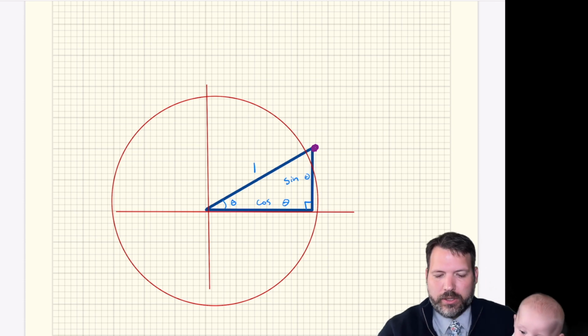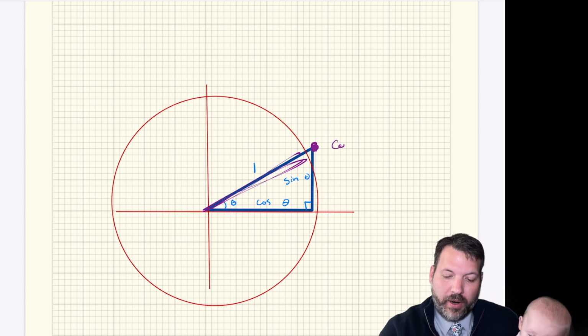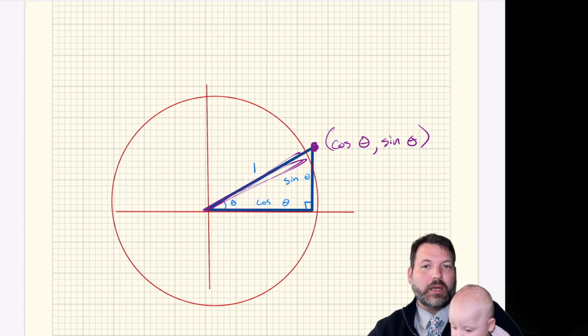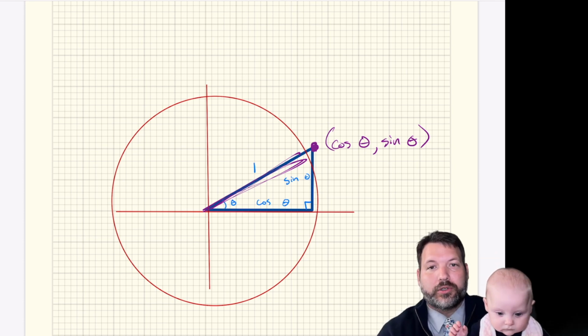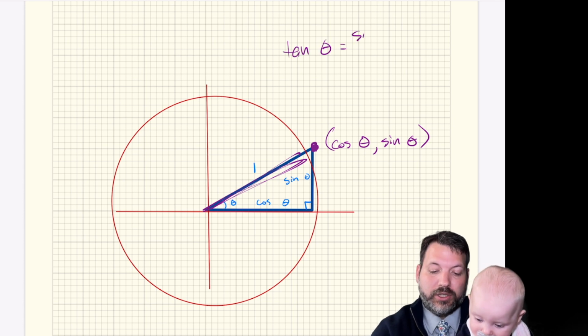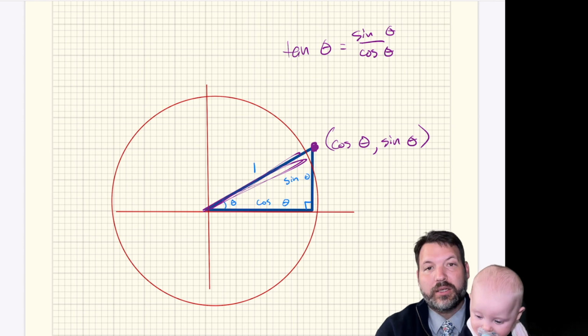So the way that this works is that this ordered pair, we draw in some angle theta, and this ordered pair is always the x-coordinate cosine theta followed by the y-coordinate sine theta. And then from these two different functions, cosine theta and sine theta, we can generate all the other trigonometric relationships. Tangent, of course, is going to be the ratio of that y-coordinate to the x-coordinate, sine theta to cosine theta.